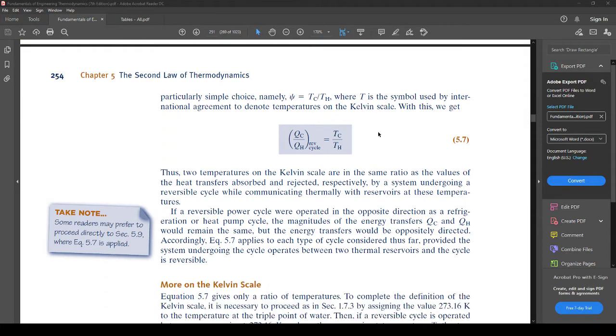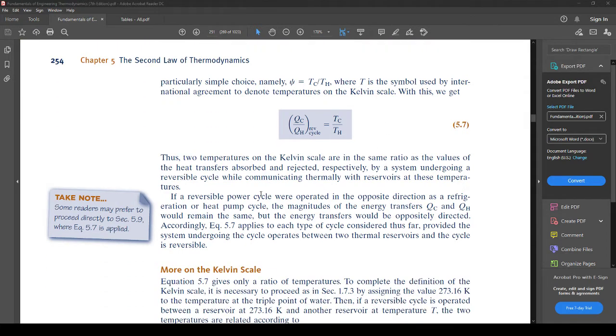But moving on from that, essentially it says, if the reversible power cycle were operated in the opposite direction as a refrigeration or heat pump cycle, the magnitudes of the energy transfers QC and QH would remain the same, but the energy transfers would be oppositely directed.